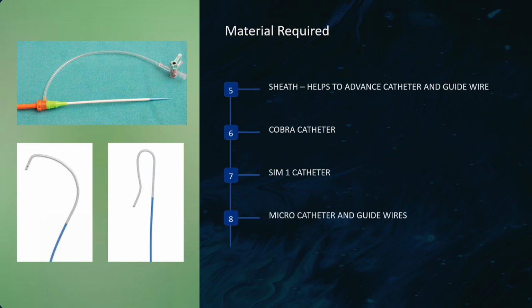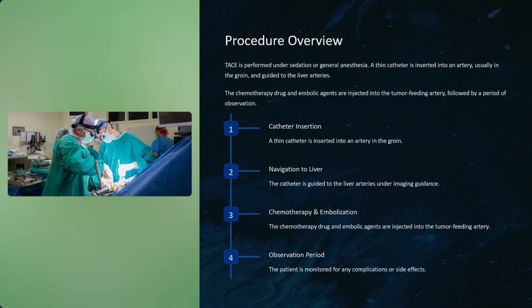and guide wires. So the overall procedure overview is that the TACE is performed under sedation or general anesthesia, and a thin catheter is inserted into the artery, usually in the groin, and it is guided to the liver arteries. The chemotherapeutic drug and embolytic agents are injected into the tumor feeding artery, followed by a period of observation.